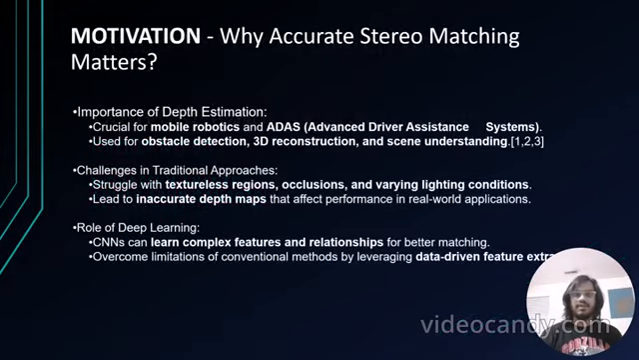So, motivation, why accurate stereo matching matters. Depth estimation is used in a lot of applications like mobile robotics and ADAS systems, where it forms the first step for a lot of tasks like obstacle detection, 3D reconstruction, and scene understanding. Now, traditional approaches, signal processing based approaches, struggle with textureless regions, occlusions, and varying lighting conditions. This leads to inaccuracies in the depth maps, a lot of glitches in the depth maps. Now, the role of deep learning is that it can learn complex features and relationships and perform much better than these conventional techniques.